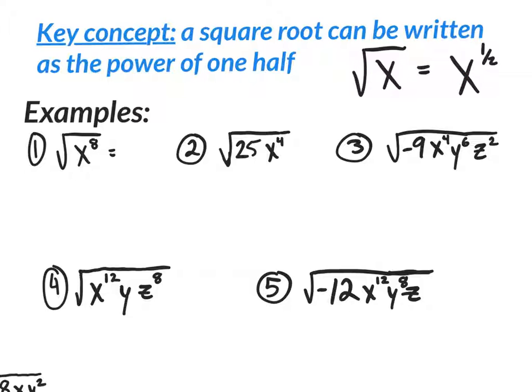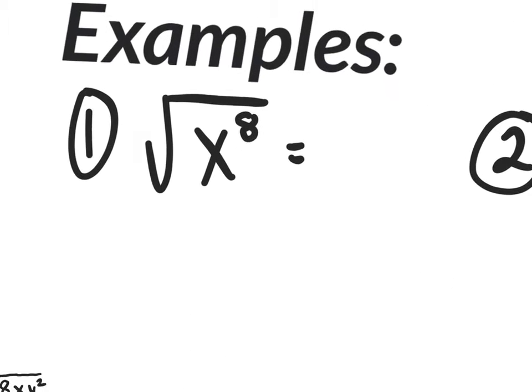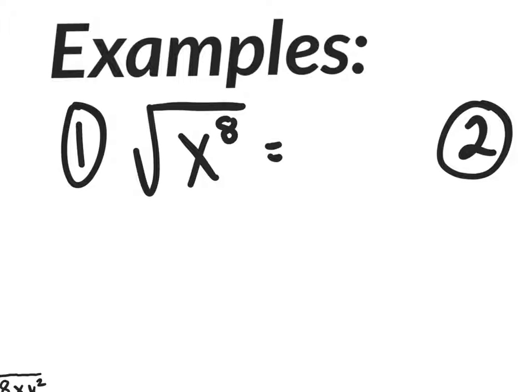I would not. If I had the square root of x, I would just leave it the square root of x, unless they tell me to write it as an exponent, then it would be x to the 1/2. But this fact does come in handy when I'm taking the square root of a variable to a certain power. Like number 1, I have the square root of x to the 8th.